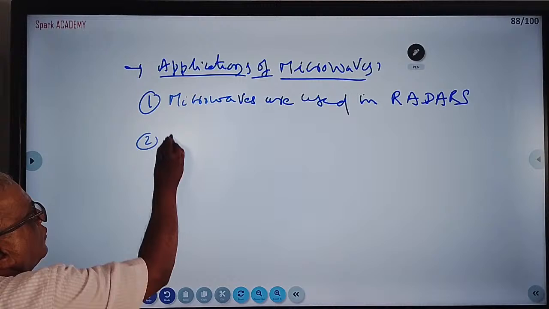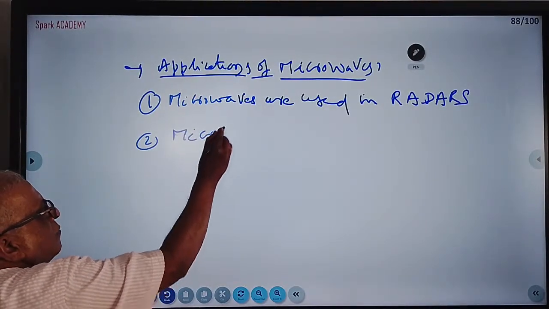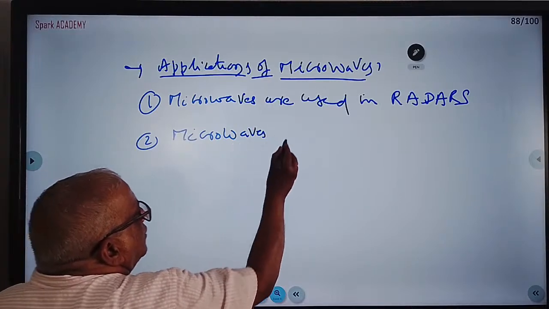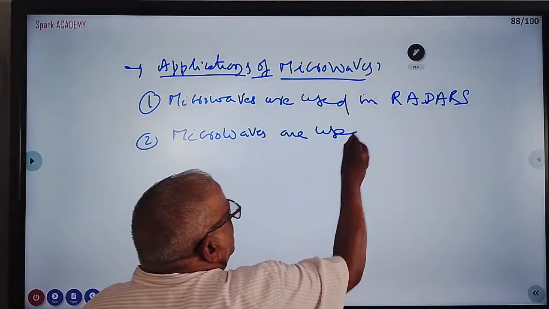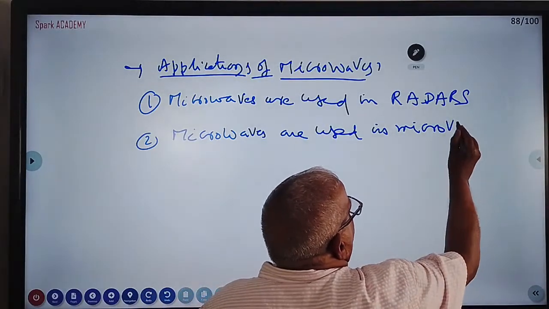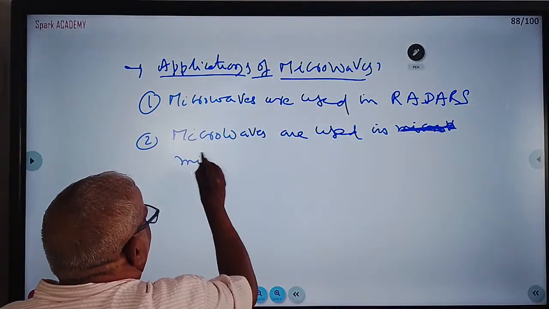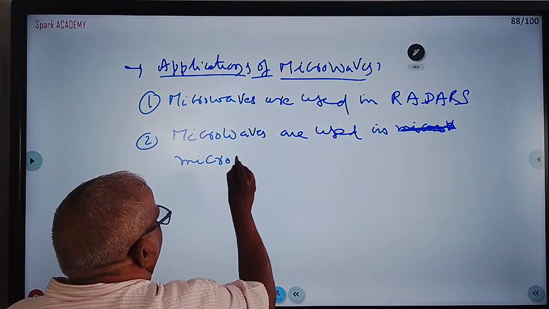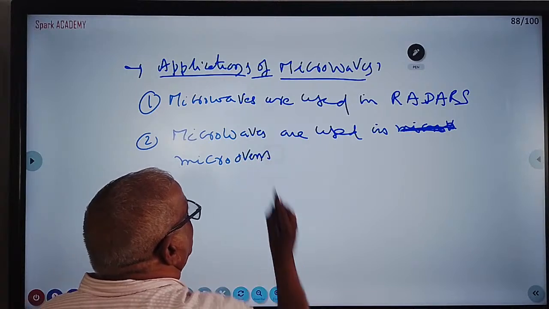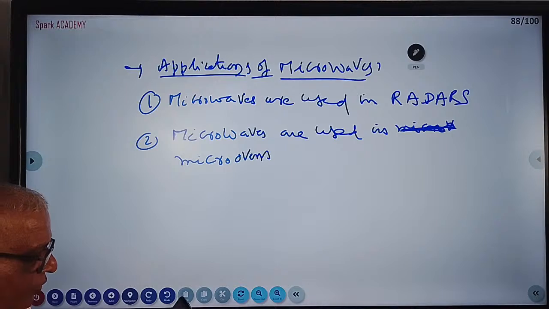So microwaves are used in microwave ovens. Still you have any doubt? Still any applications are there? I don't remember, but satellite vehicles or space vehicles is there. See, any number of applications you can read from Google. That is applications of microwaves.